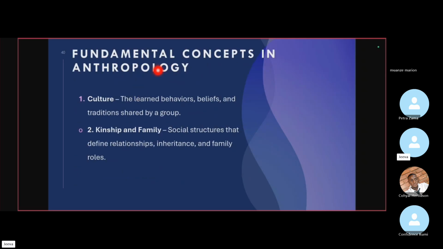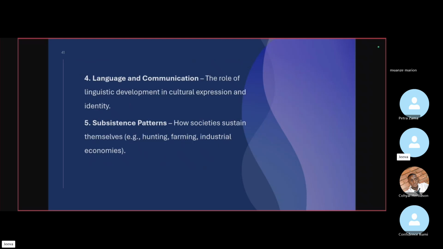Next, what are the various fundamental concepts in anthropology? So in anthropology, the very first one is culture. Culture means different learned behaviors, beliefs, and traditions which are shared by a group of people. Then kinship and family, like social structures which define relationships, inheritance, and family roles. This also comes under anthropology.